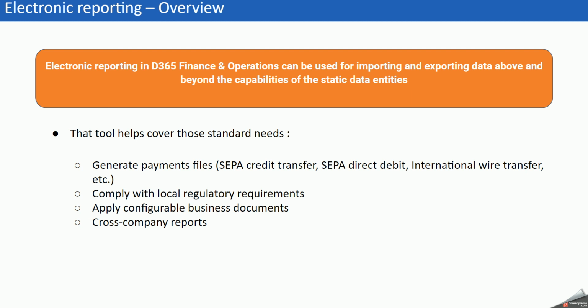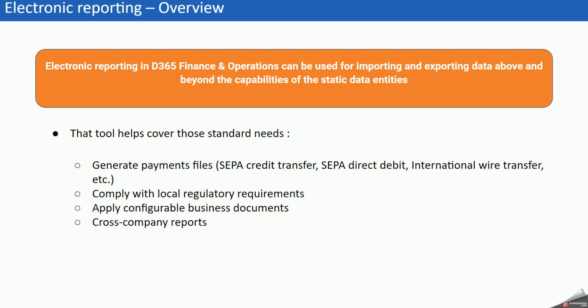Then it also helps us comply with local regulatory requirements. So I'm just going to take an example in France. In France, we need to generate two kinds of reports, which are called DAS2 and FEC, and those two reports are generated through electronic reporting in the new version of Dynamics 365.